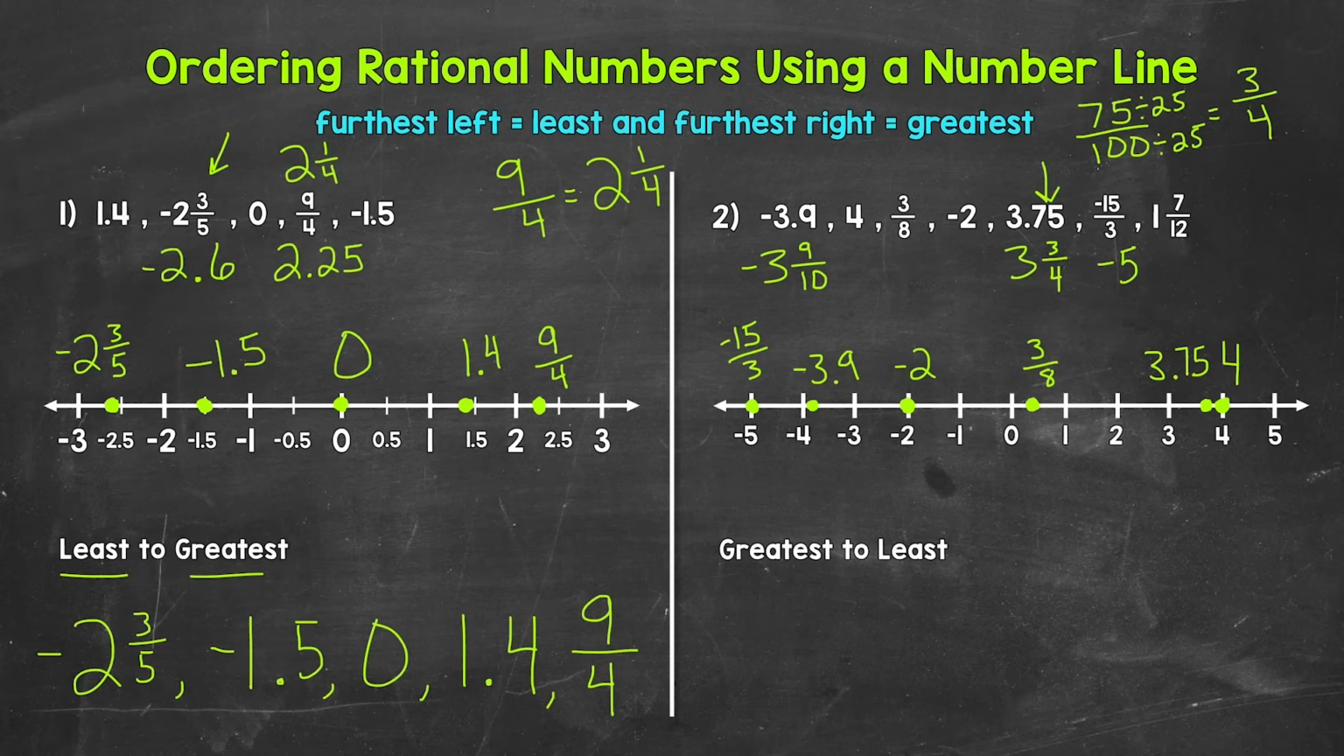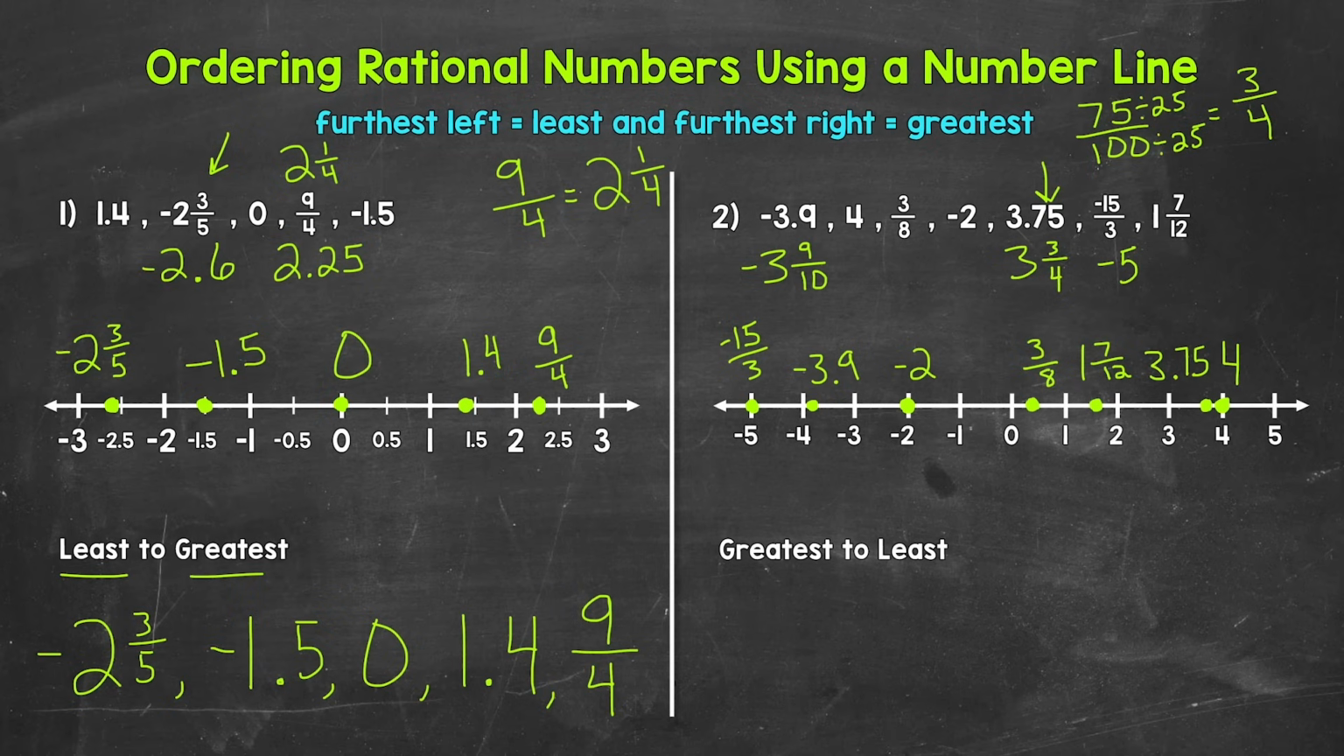And then lastly, we have 1 and 7/12. So this is in between 1 and 2. Now 1 and 6/12 is 1 and 1/2. So this is greater than 1 and 1/2. Just by 1/12 though, so they are close. Let's put 1 and 7/12 right here. So 1 and 7/12. So again, just greater than 1 and 6/12, which is 1 and 1/2.